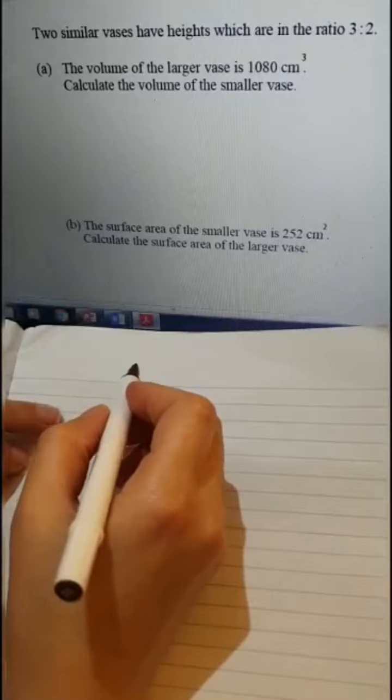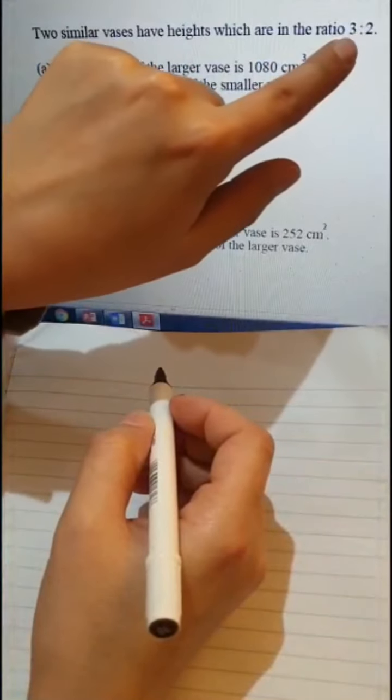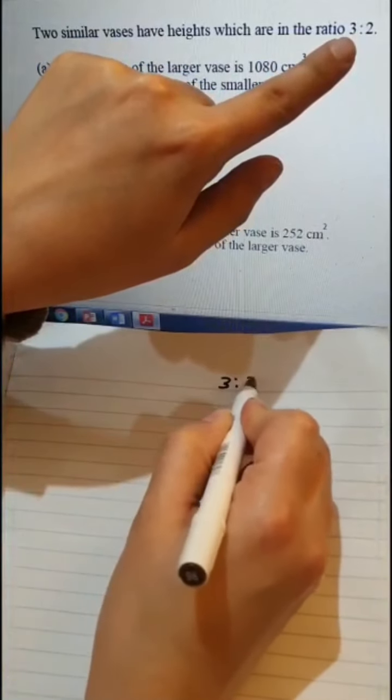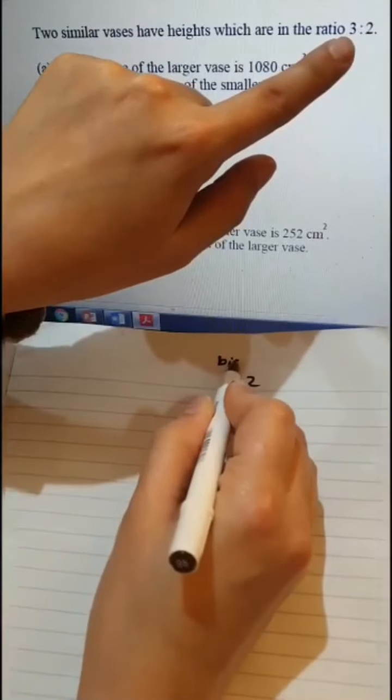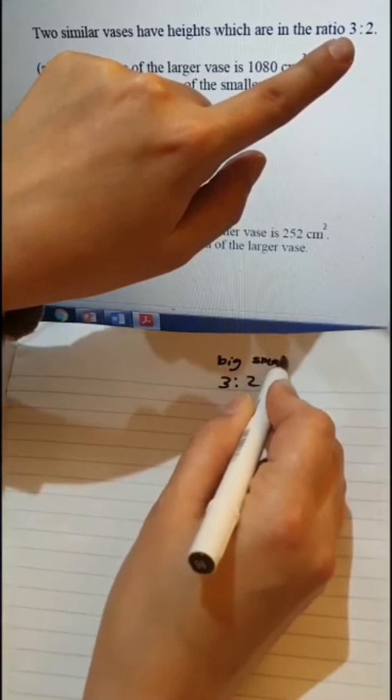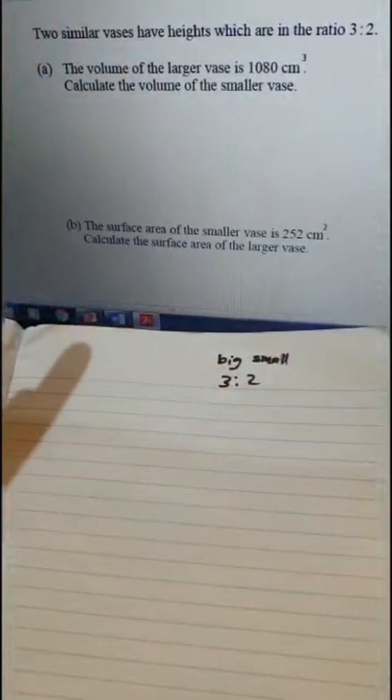Okay, what about if we have a ratio in the question like this? Two similar vases have heights which are in the ratio of 3 to 2, and the volume of the large vase is 1080 centimeters cubed. Calculate the volume of the smaller vase. Okay, now I have a ratio. This ratio means the scale factor. I'm going to put it big to small, 3 to 2. So this is big to small. This is what I need to use now. Big to small, 3 to 2.